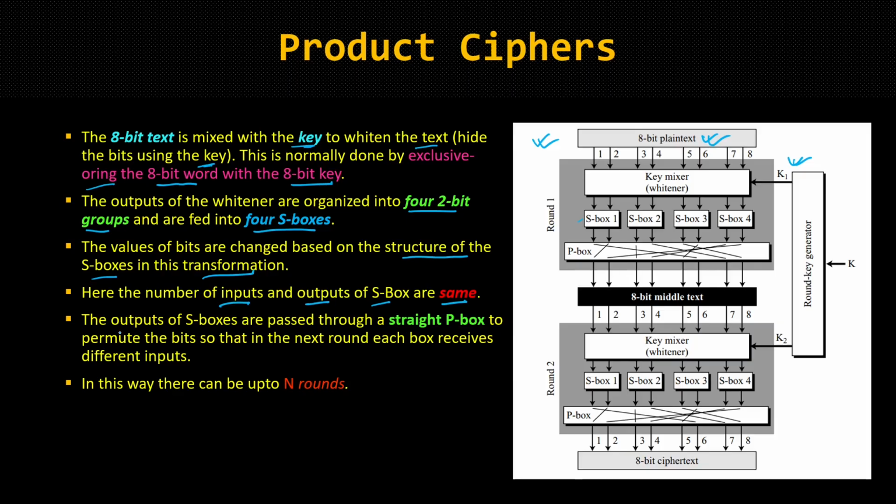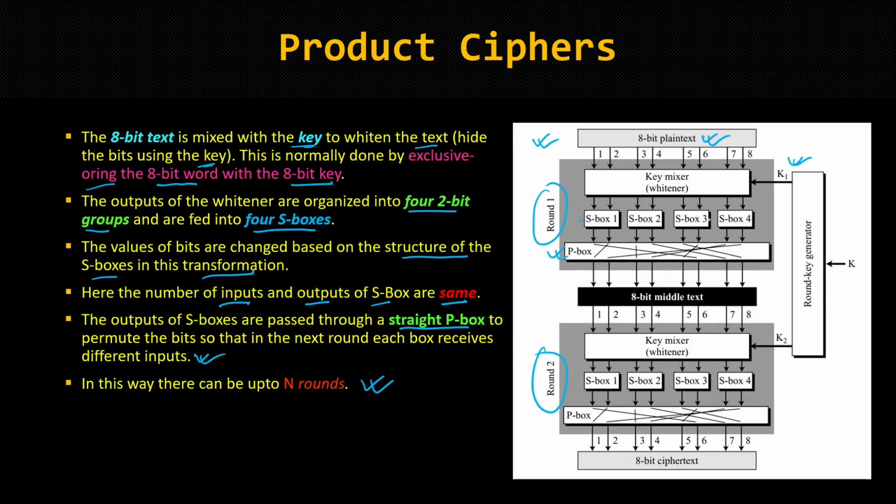Afterwards, the outputs of the S boxes are passed through a straight P box, which is this one, to permute the bits so that in the next round, each box receives different inputs. In this way, there can be n rounds. Here we have shown only 2 rounds, round 1 and round 2.